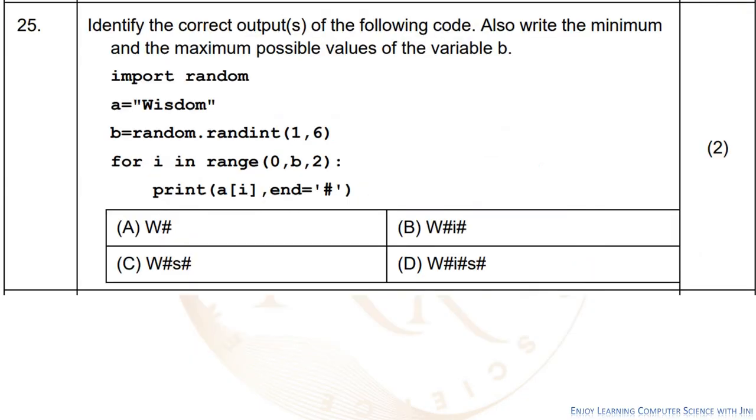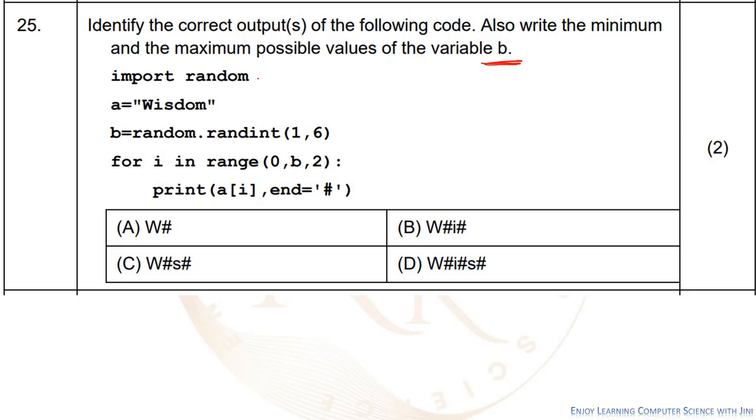Next question, 25th. Identify the correct outputs of the following code. Also write the minimum and maximum possible values of the variable B. So for these type of random questions, 2 parts. You have to write the minimum and maximum, with which you will score 1 mark, and choosing the correct outputs, you will score 1 mark. Many of you will forget to write the maximum and minimum possible values. Even though it is very simple, you will forget. So please make sure, do not forget to write the minimum and maximum possible values.